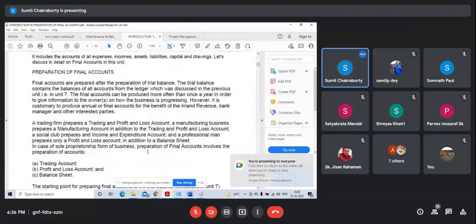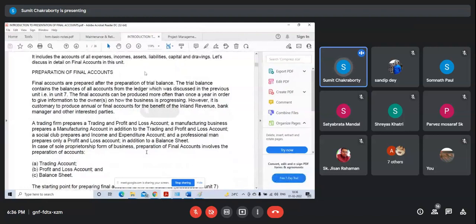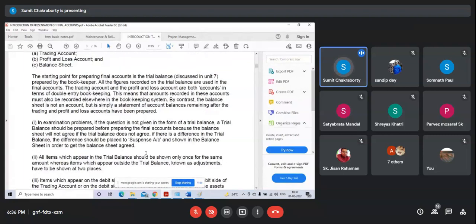Preparation of final accounts. The final accounts are prepared after preparation of trial balance. The trial balance contains the balance of all accounts from the ledger, which was discussed in the previous unit, that is unit number 7 that we completed. There are 3 types of final accounts involved: trading account, profit and loss account, and balance sheet. The starting point for preparing final accounts is the trial balance prepared by the bookkeepers. All the figures recorded in the trial balance are used in the final accounts.